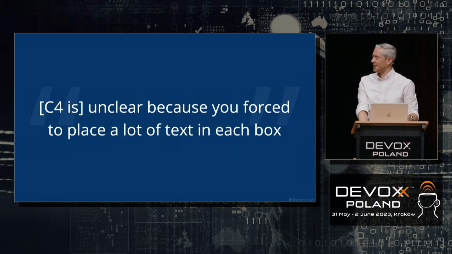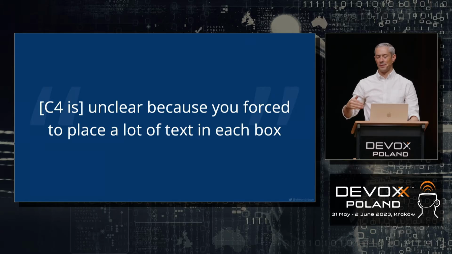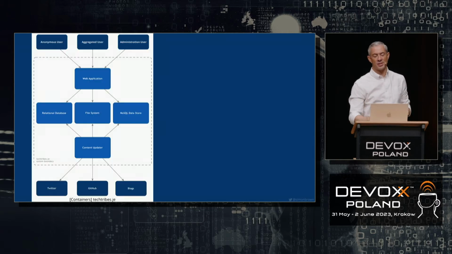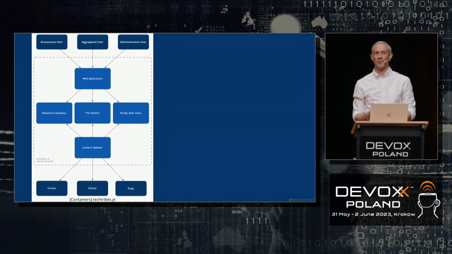This also popped up on a LinkedIn discussion. C4 is unclear because you are forced to place a lot of text in every box. It's actually the opposite. So although C4 is notation independent, this is more of a Simon says you should think about adding text into your boxes. Because if you look at most architecture diagrams, they look like that. They're just a box with one or two sometimes very ambiguously named things inside them.